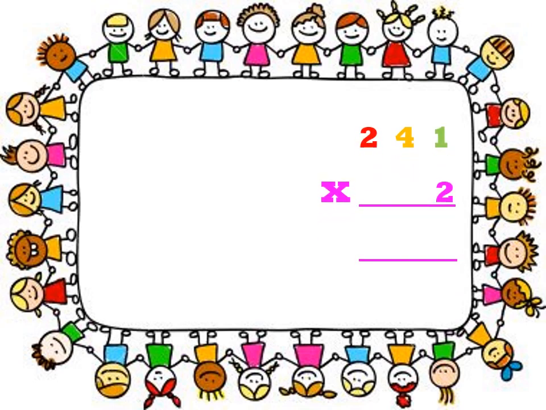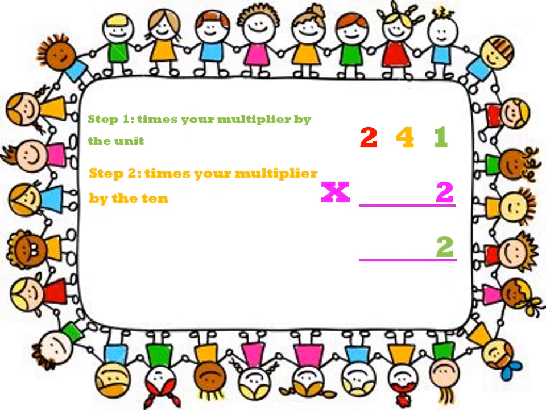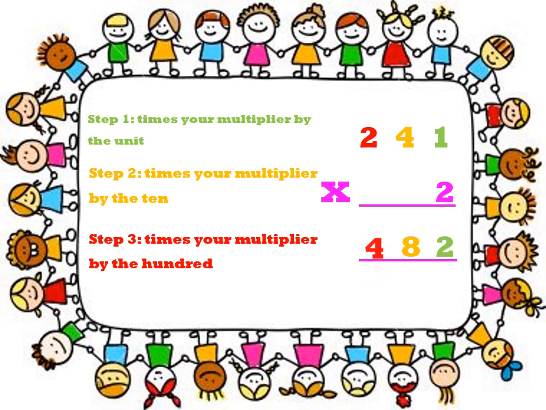This example says 241 times 2. Step 1, times your multiplier by the unit. 2 times 1 is 2. Step 2, times your multiplier by the 10. 2 times 4 is 8. And step 3, times your multiplier by the 100. 2 times 2 is 4. And we get the answer of 482.